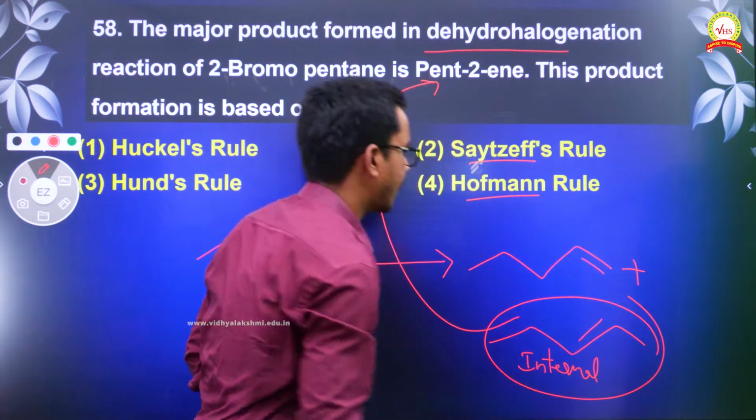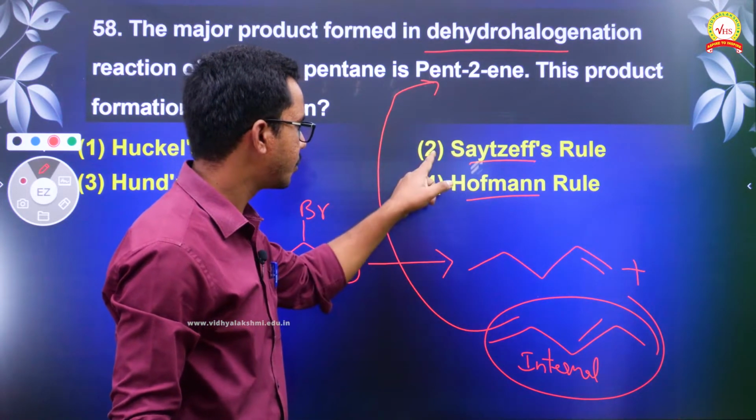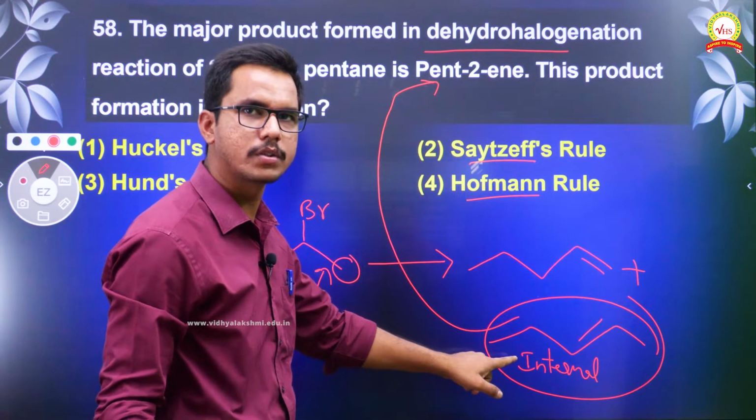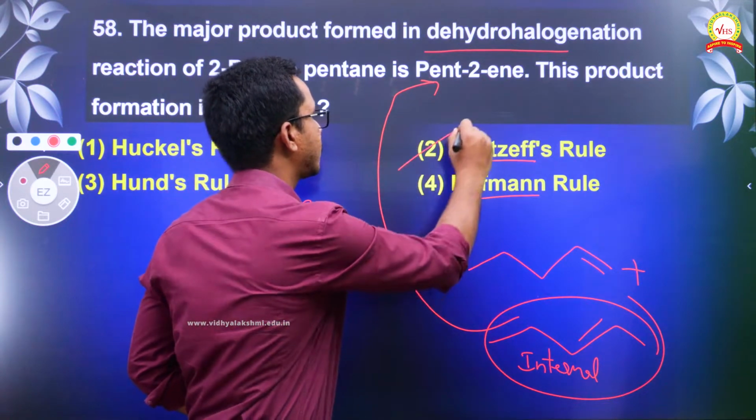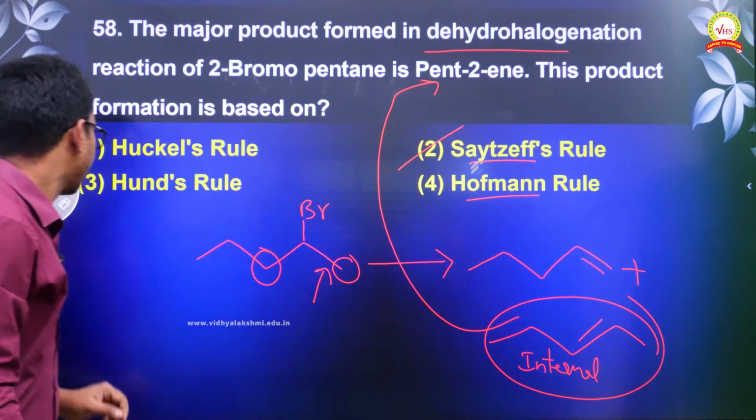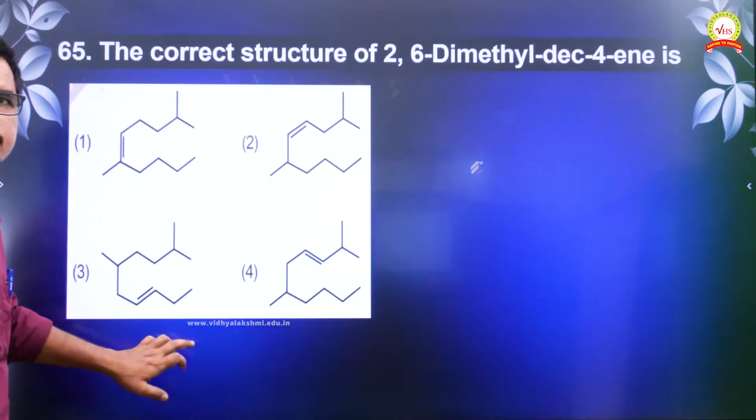Since it is an internal alkene, according to Saytzeff's rule, internal alkenes are more stable. That's what the answer is, 2. The answer is what? 2. Let us see the next question. Let us go with the next question.